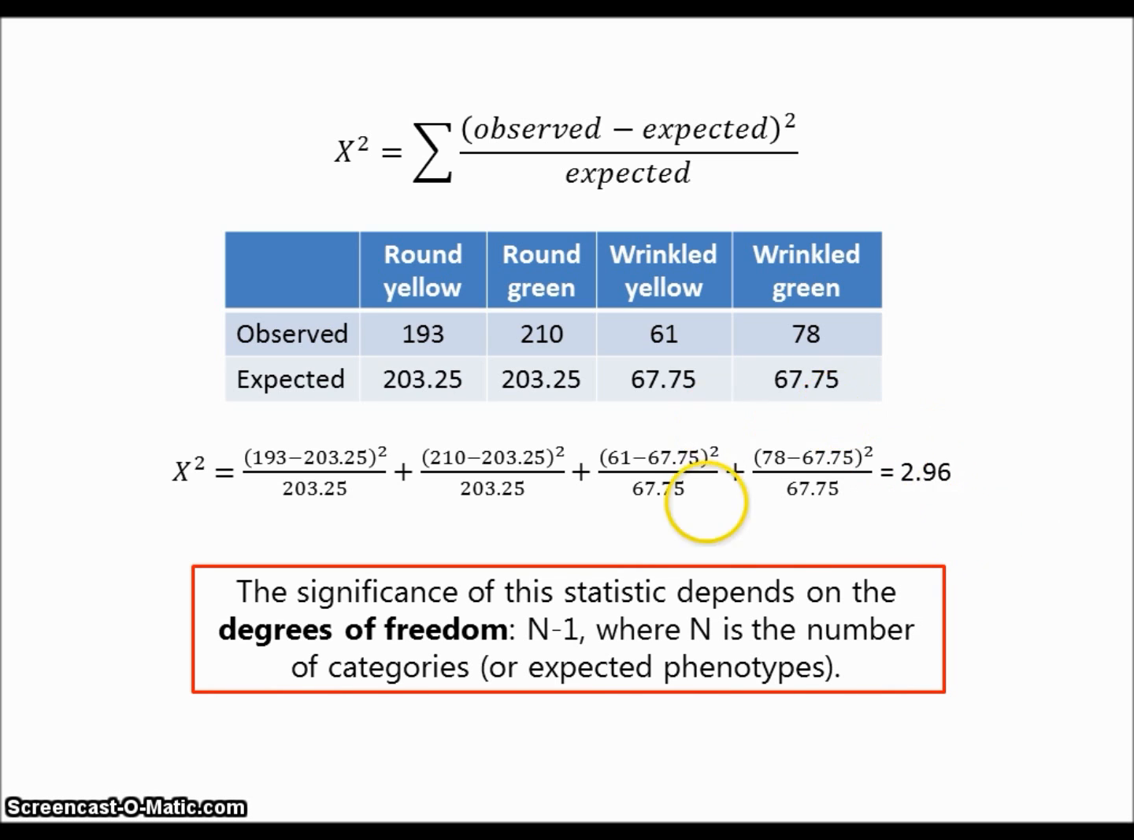All right, so whether or not this 2.96 is statistically significant, which would indicate that there is a significant difference between observed and expected, that depends on the degrees of freedom. And for a chi-square test, usually you're going to calculate your degrees of freedom as n minus 1, where n is the number of categories. So here we have 4 categories, so our degrees of freedom is going to be 3. All right, so now we have our degrees of freedom, we have our chi-square.